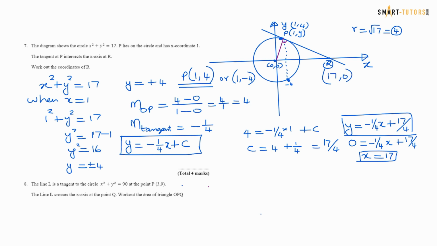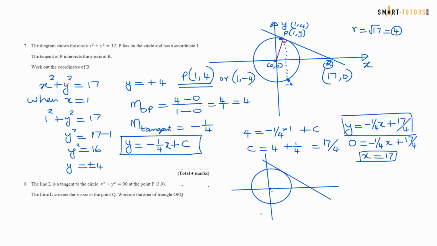Question number 8. The line L is a tangent to x squared plus y squared equals 90 at the point 3, 9. The line L crosses the x-axis at the point Q. Work out the area of the triangle OPQ. So same situation here. So there's a circle and a tangent is drawn, which is like this, and the x-axis is going through this one and the y-axis is going through like that, right? So a rough diagram will be nice.